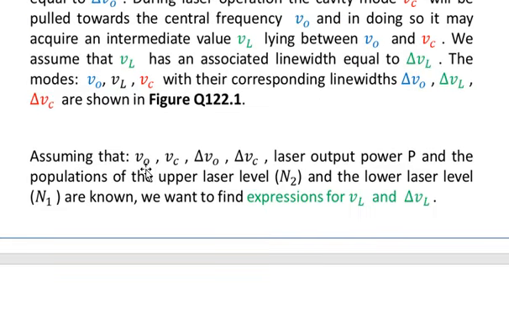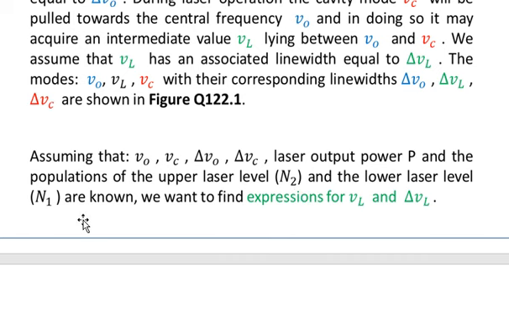Assuming that ν0, νc, Δν0, Δνc, laser output power P, and the populations of the laser level N2 and the lower laser level N1 are known. So you see that we are considering, of course, the two laser levels. The upper laser level has a population equal to N2, and the lower laser level has a population equal to N1.